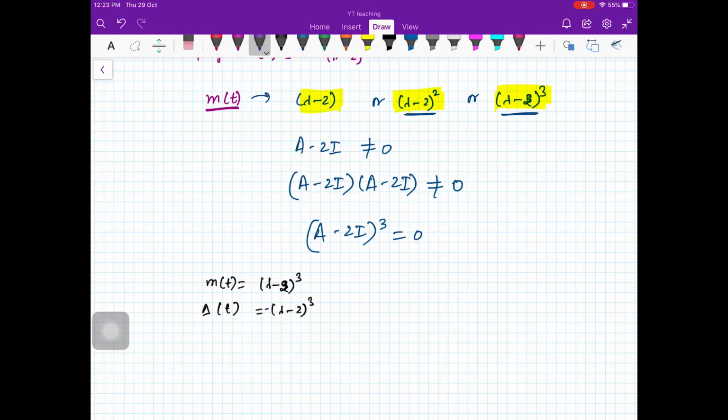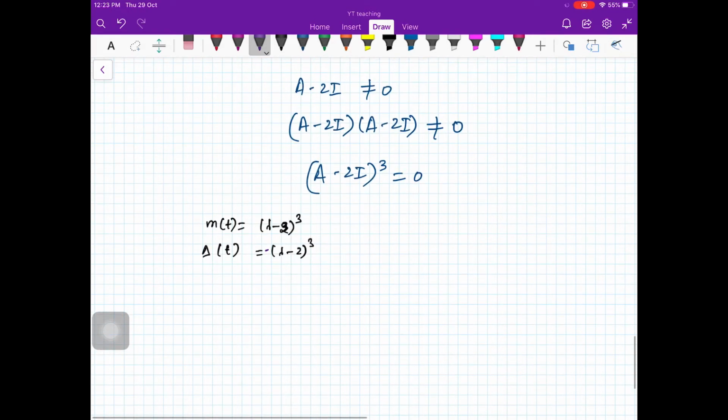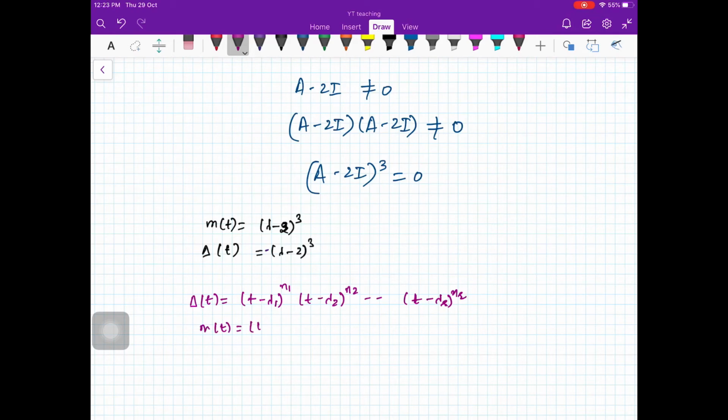Now you go to your Jordan canonical form. There we say that if your characteristic polynomial is (t minus lambda 1) raised to power n1, (t minus lambda 2) raised to power n2, and so on, (t minus lambda r) raised to power nr, and your minimal polynomial is (t minus lambda 1) raised to power m1, (t minus lambda 2) to power m2, and so on, (t minus lambda r) raised to power mr, then in your Jordan canonical form there is at least one block of size m1 corresponding to lambda 1.